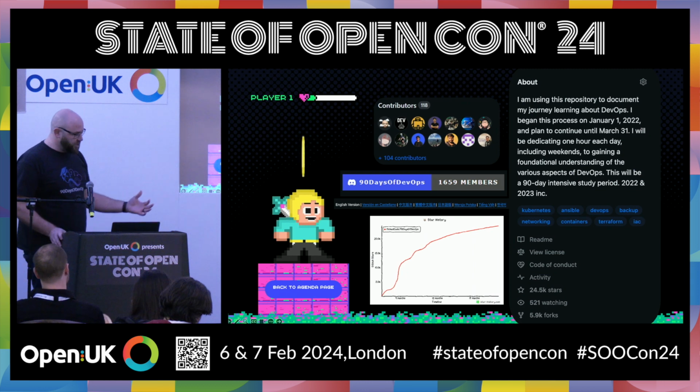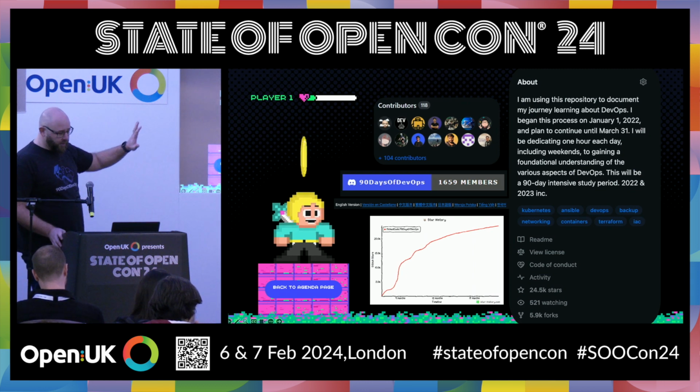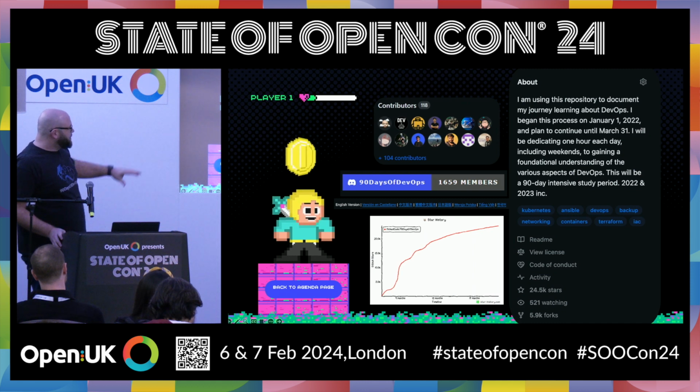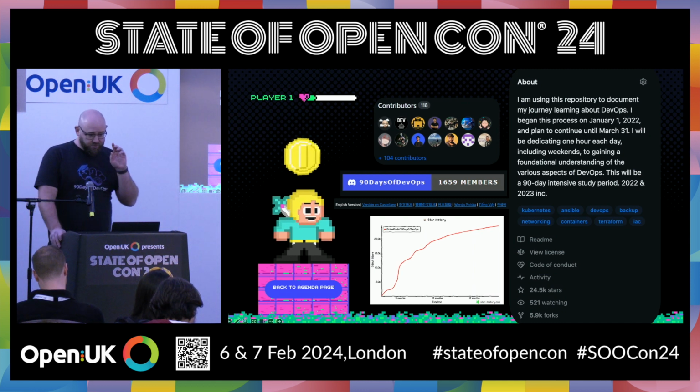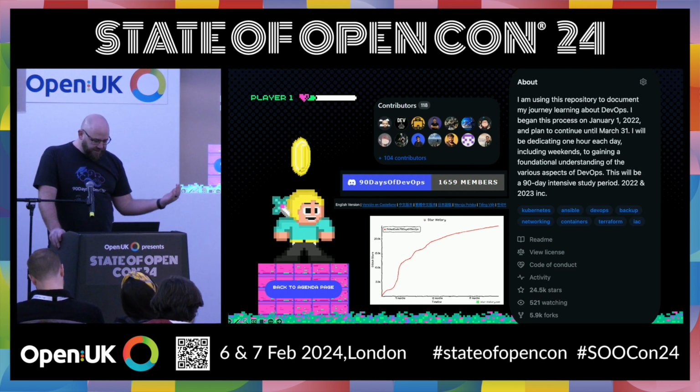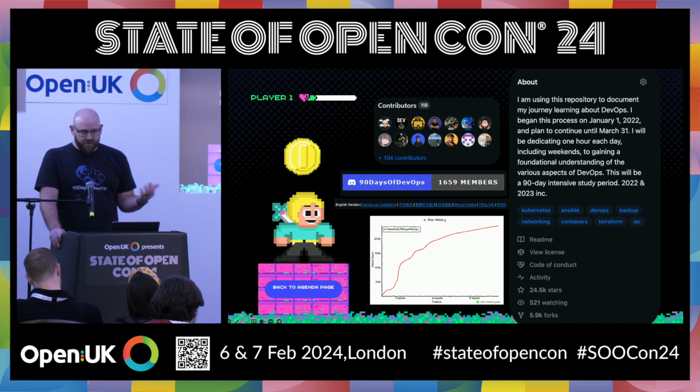So a bit about the project. So there's a lot going on here, including the bouncing character. But this was never, the beginning of 90 Days of DevOps was me starting out writing those blogs, writing those notes about the project. You'll see here a brief of what it was. I'm using this repository to document my journey learning about DevOps. Massive topic, you're never going to learn DevOps in 90 days.